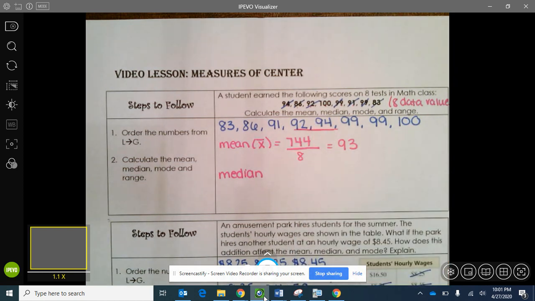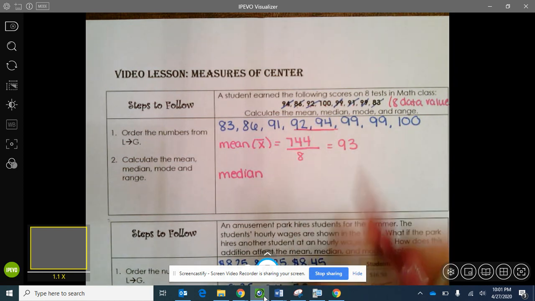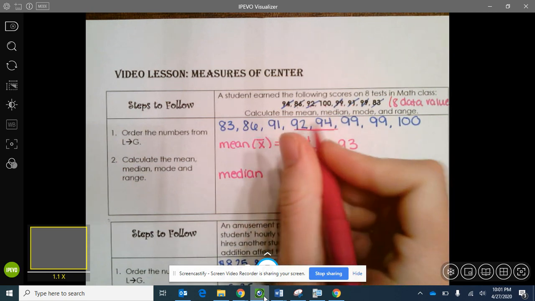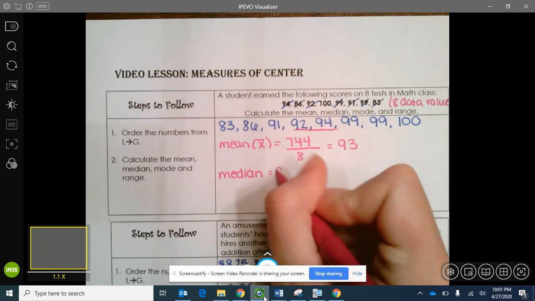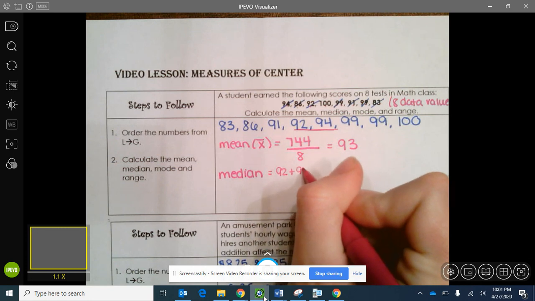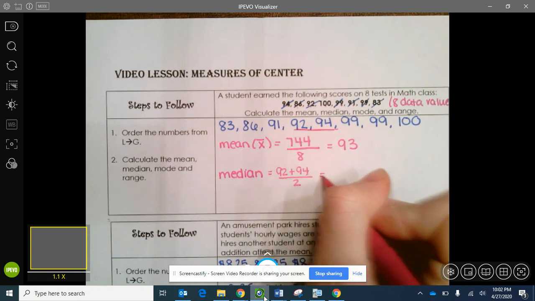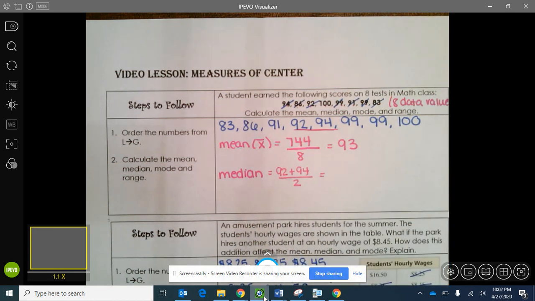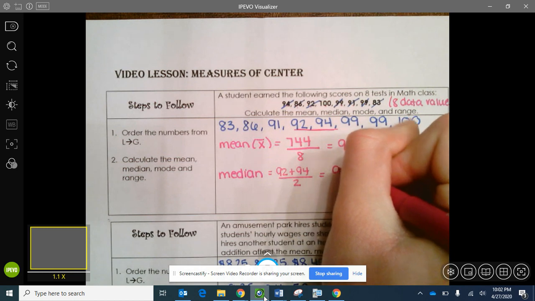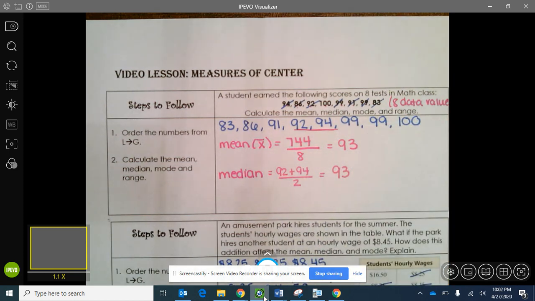Because I have 2 numbers that are in the middle, to find the actual median, I'm going to find the average of these 2 numbers. I'm going to take 92 plus 94 and divide it by 2. Remember, to find the average, you add them up and divide by how many there are. We're just looking at 2 data values, so my average here is going to be 93. That makes sense too, because the number that's right between 92 and 94 is 93. So that's your median.